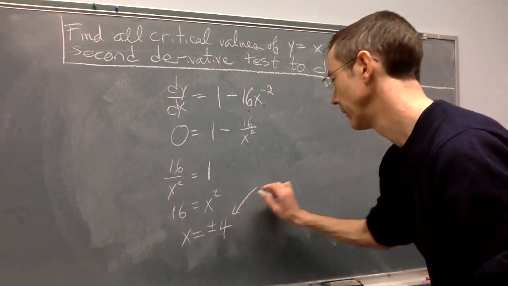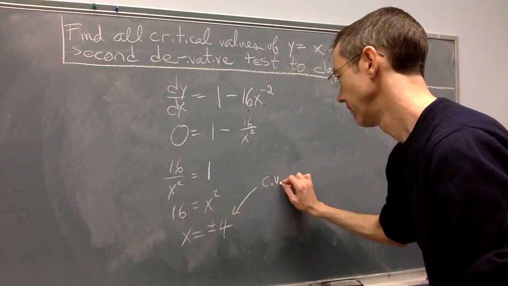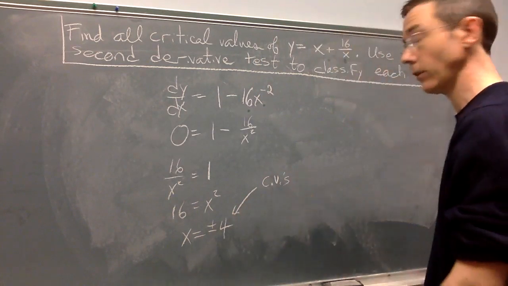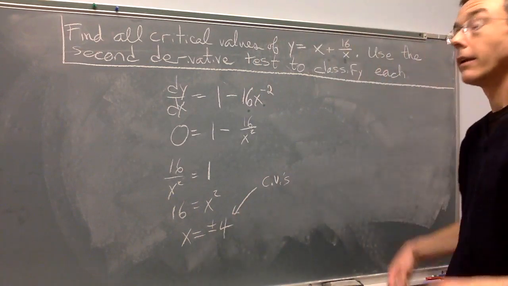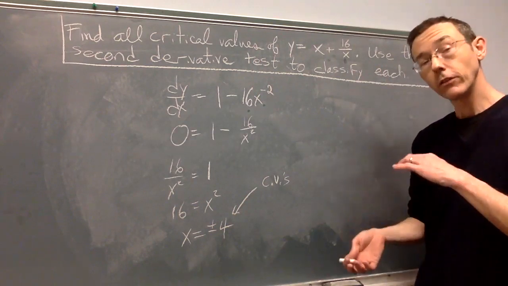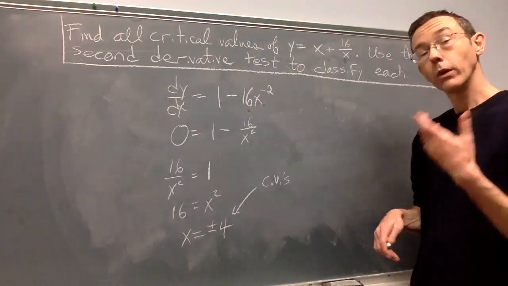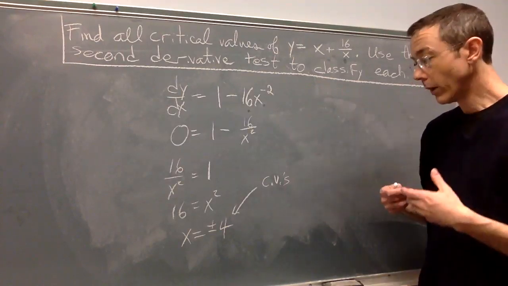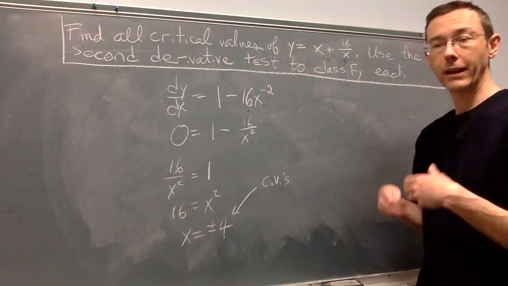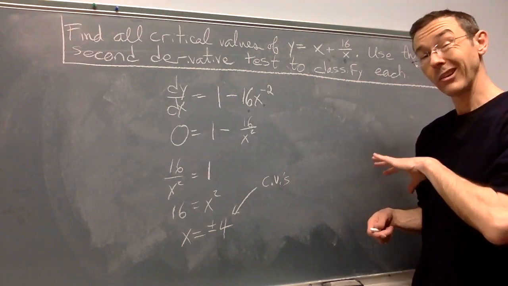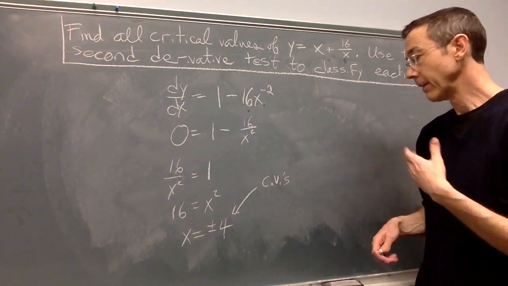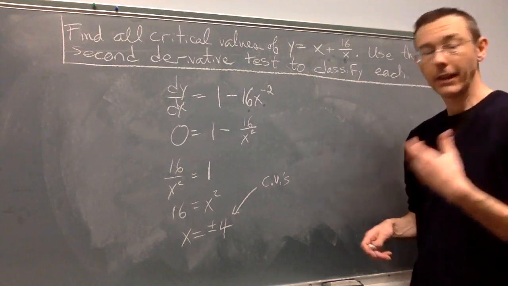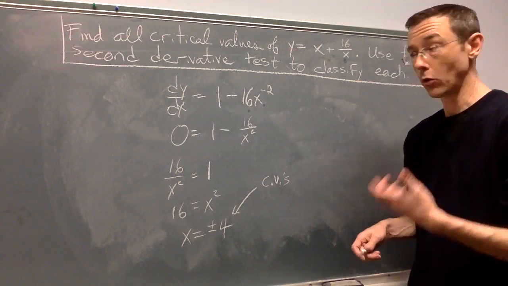Let's label those critical values. Now, the second derivative test is going to allow us to classify these. We're going to take the second derivative of our function. We're going to plug in the critical values. When we have a second derivative that is negative, that's going to tell us that the critical value is a local max. If the second derivative is positive, that's going to tell us that the critical value is a local min.